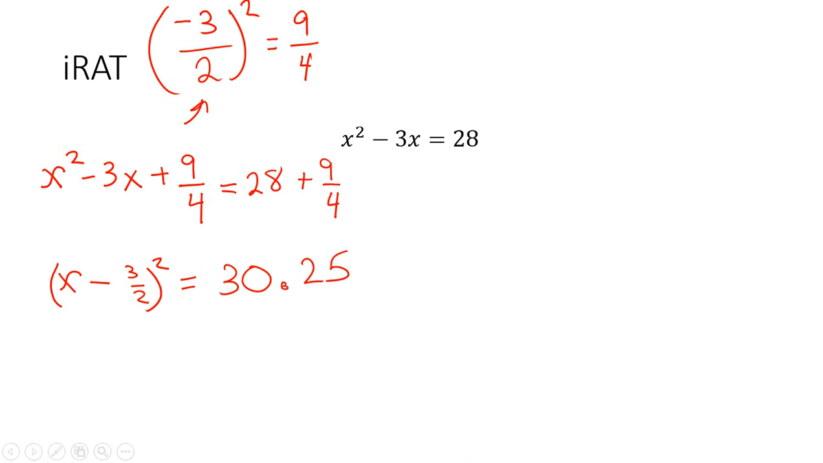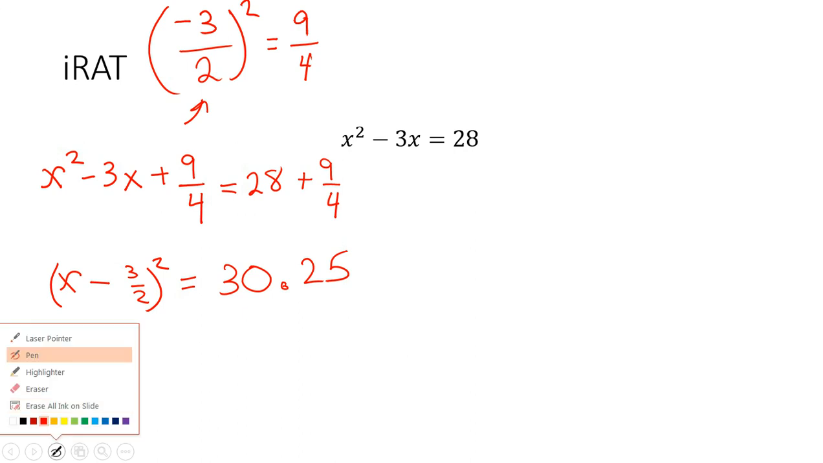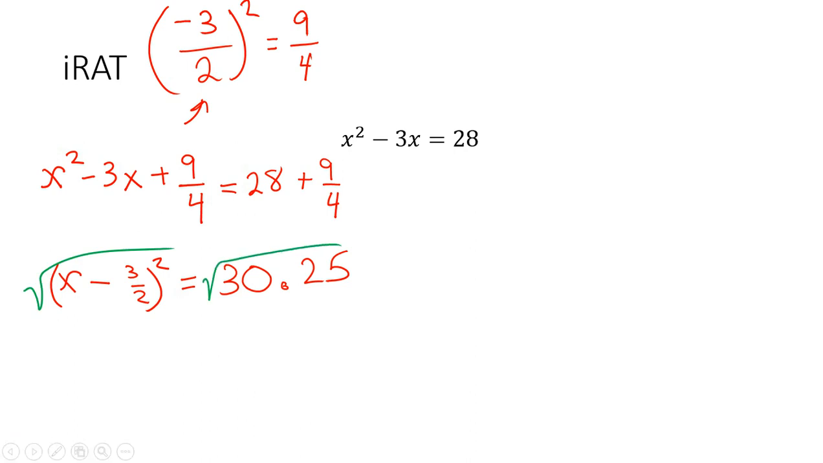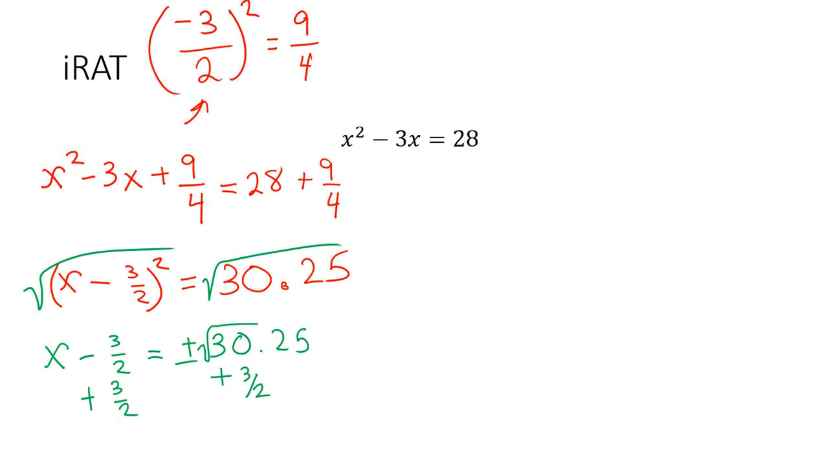And now we're going to take the square root of both sides. So let's move over to a different color. Green. So now we do the square root of both sides. Now I'm not going to put the decimal, I'm just going to keep it in terms of the square root. So now we have x minus 3 over 2 is equal to plus or minus the square root of 30.25. And then we would add 3 over 2 to both sides.